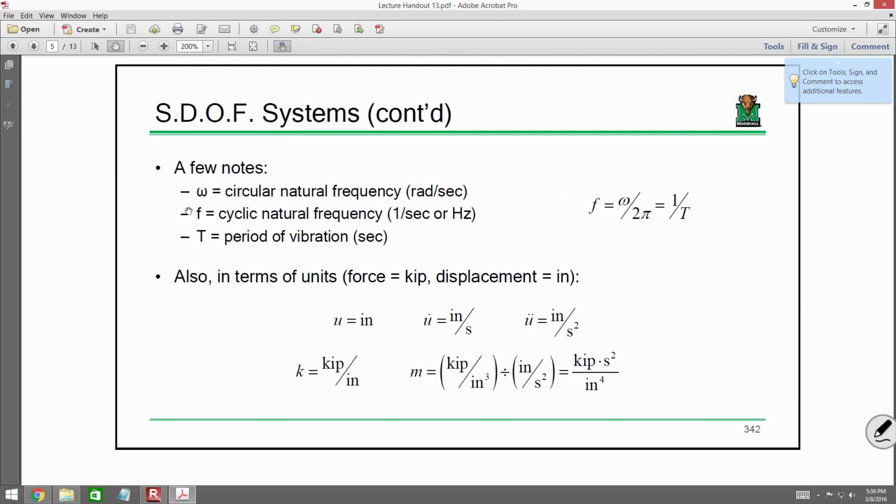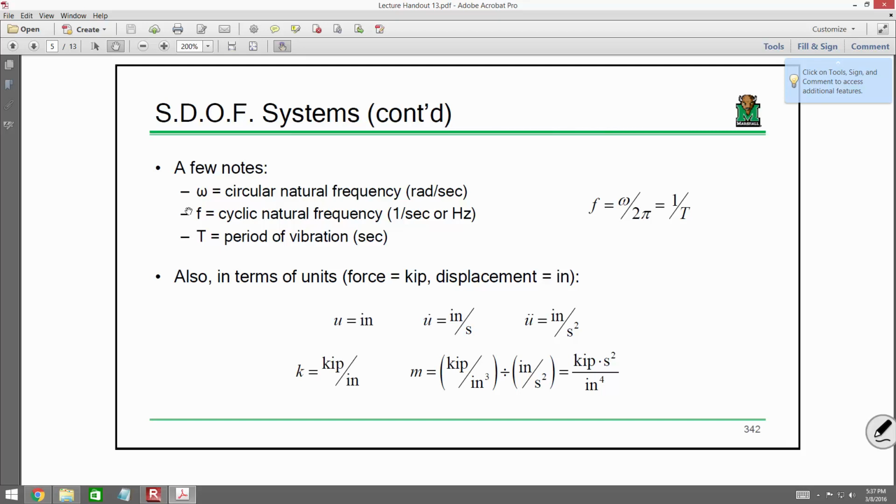All right, so a few notes. As I said before, omega is your circular natural frequency. f is your cyclic natural frequency. If we're talking about circular natural frequency, we're talking about radians per second. Cyclic, we're talking about cycles per second, or hertz. You've all heard hertz. If I take this table and I bang on it, how many vibrations am I going to get per second? It's measured in hertz. So its period is just 1 over that.